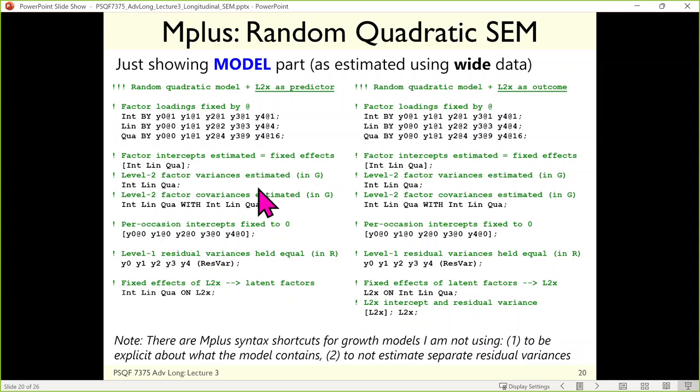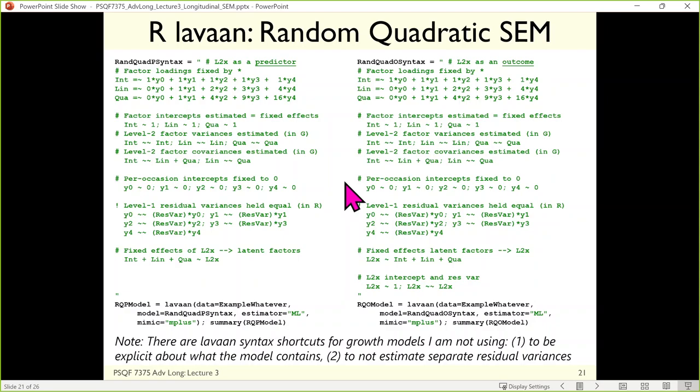So this is Mplus code for a SEM model, single level SEM, where level 2x is a predictor versus an outcome. Most of this is the same except for the very last section here. On the left hand side, if level 2x is a predictor of my three random effects, it would be those random effects on level 2x. If I switched it around, then I switch the order of the terms on the "on." Level 2x is on the left side, predictors are on the right side, and then I also have the intercept and the leftover variance for level 2x as well. So I lied, I did put this in here. Here's the same thing in lavaan if you want to do this in R.